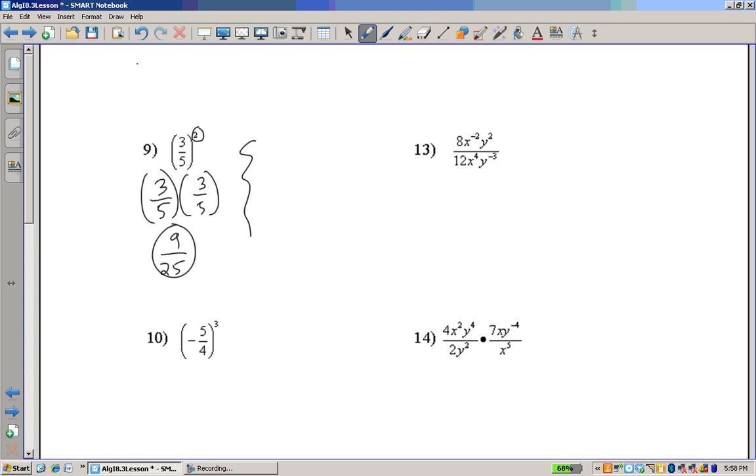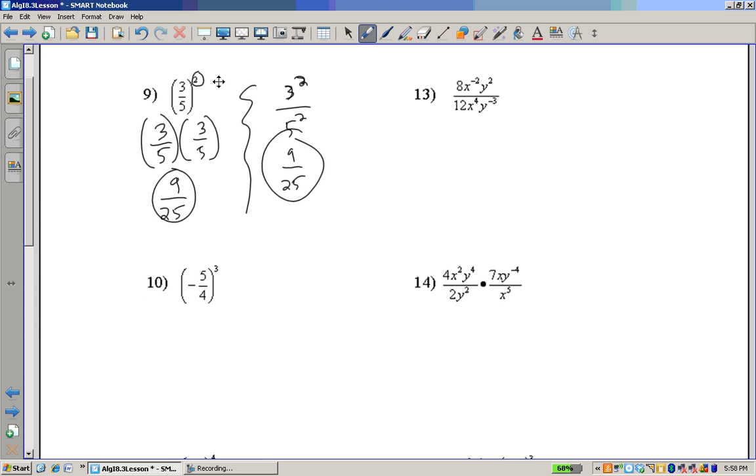Of course, there could have been a separate method there. 3 squared divided by 5 squared. And that's 9/25. So it doesn't matter which method you choose. Now, it does matter if this number gets to be very large. If that's, say, 50, well, you need to do this method because making 50 copies of this can be a little ridiculous.